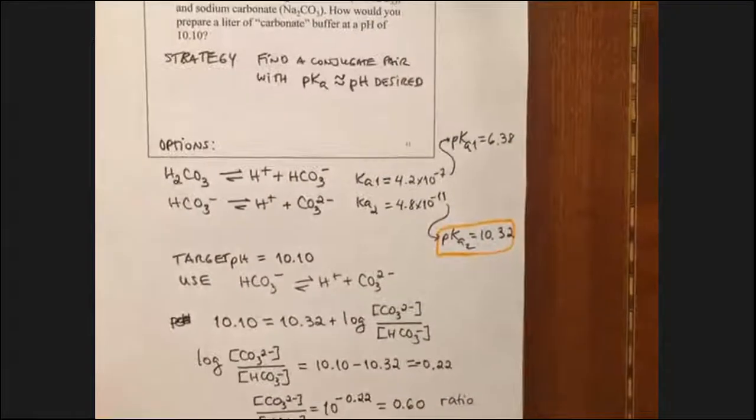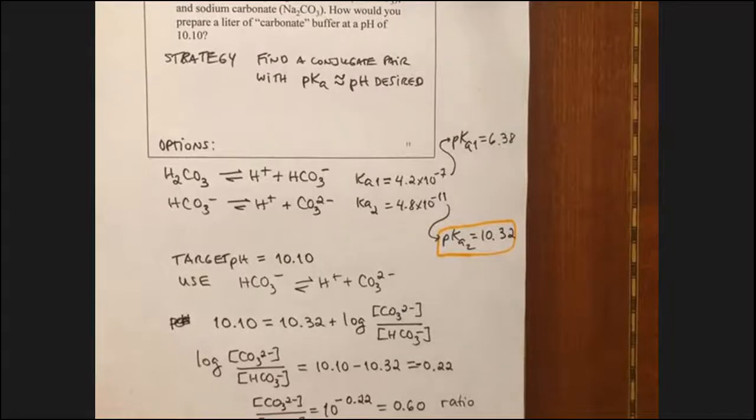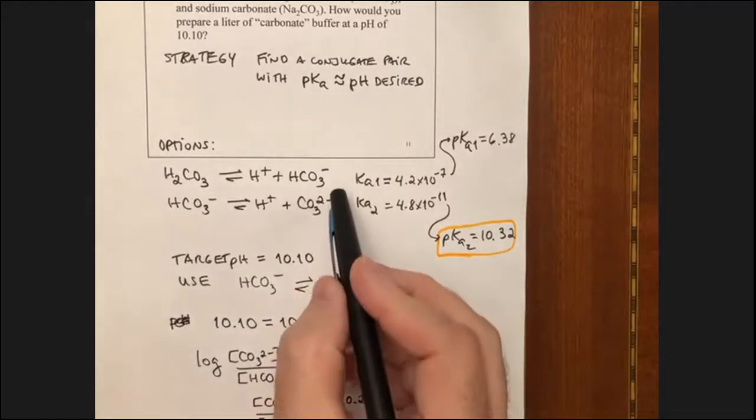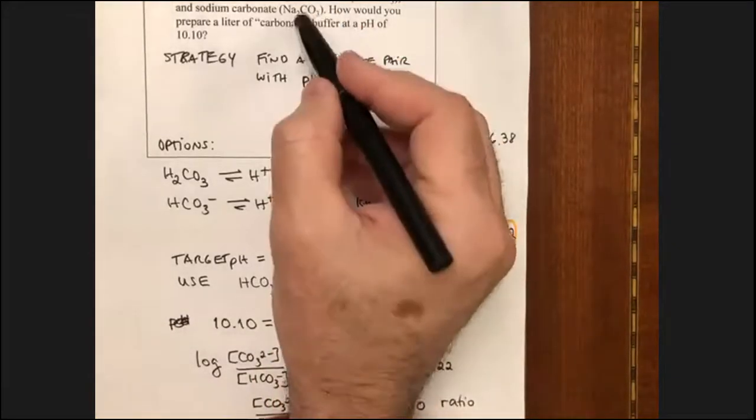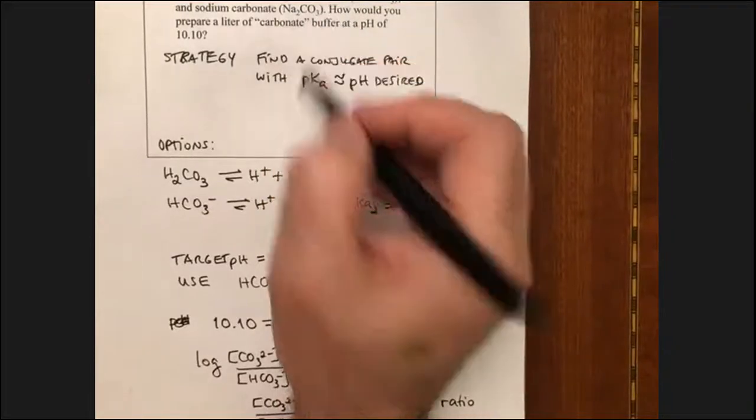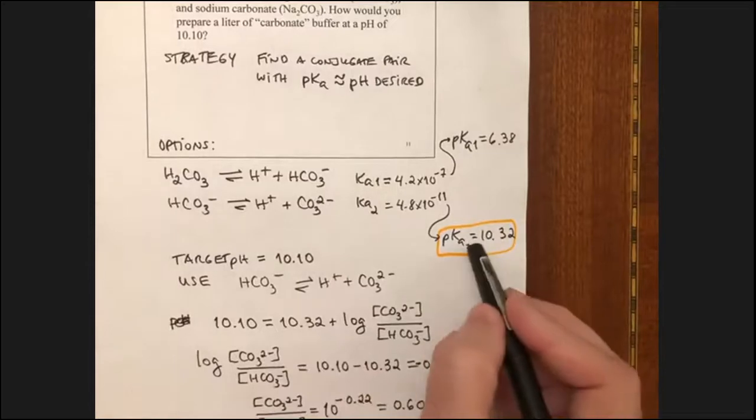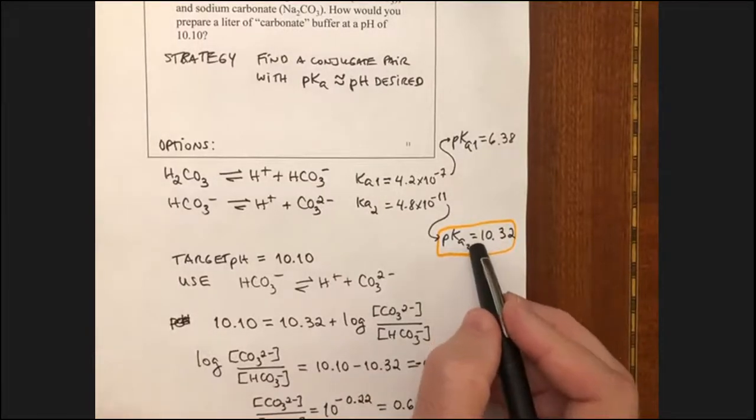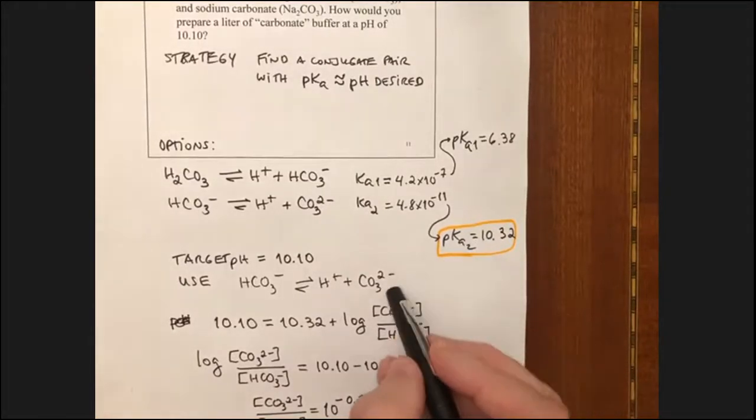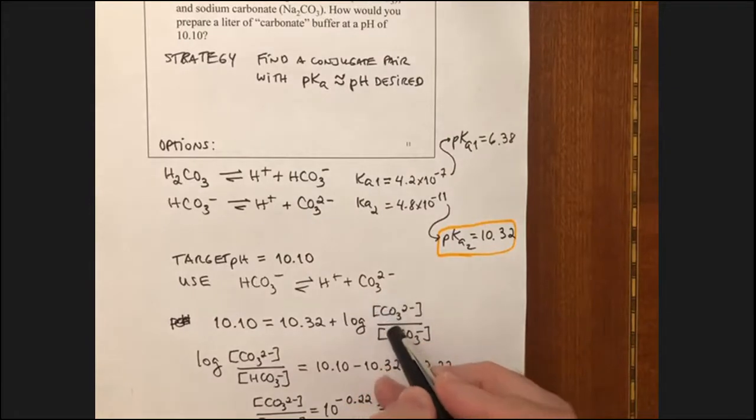Let me pull this down here. How would you prepare a liter of this? And what I wanted to impart on you was a strategy: you have to choose which pair of these 3 components would make a conjugate pair with the right pK. That's pretty much what it is. Now, once you get there, you have to still decide, what has to be the ratio of base to acid in there? And I just gave you an example in there.